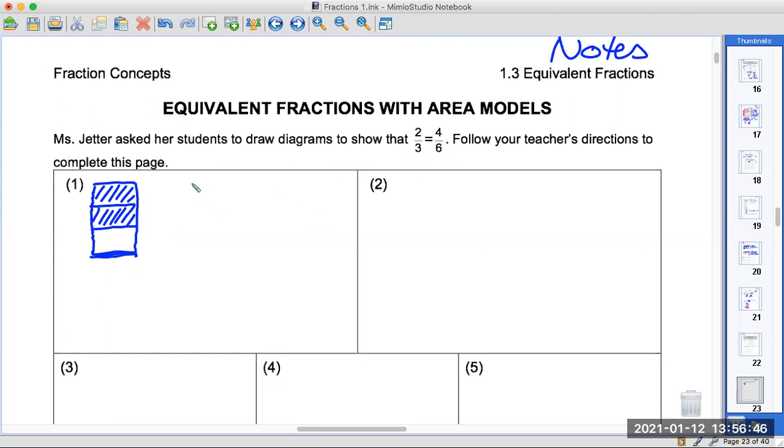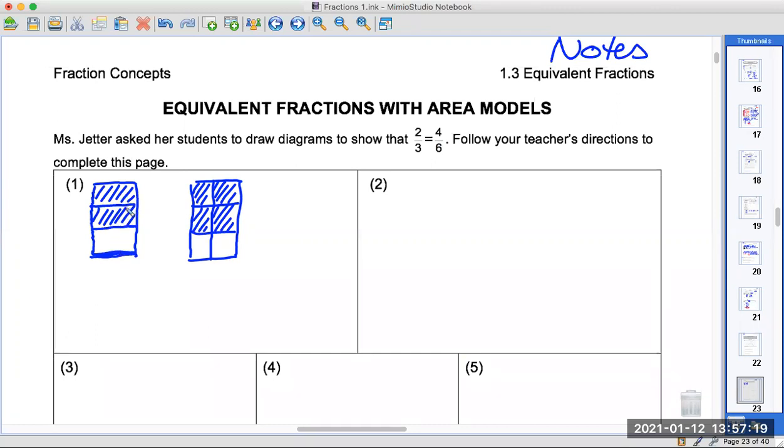So we're going to draw the same type of rectangle, the same size, which is our 1 whole, but we're going to divide it into, what do you think, 6 equal parts. So I'm going to do the thirds, and then this way I can have 6 equal parts. And I need to shade 4 of these. 1, 2, 3, 4. So 4 out of 6 is the same as 2 out of 3.